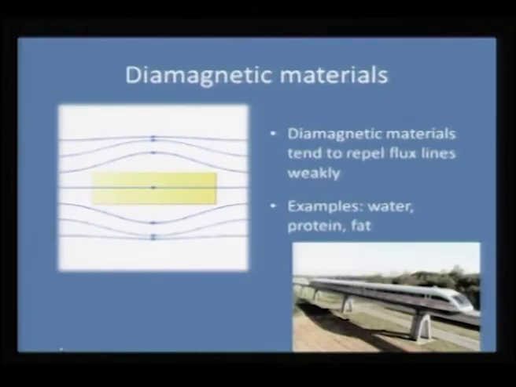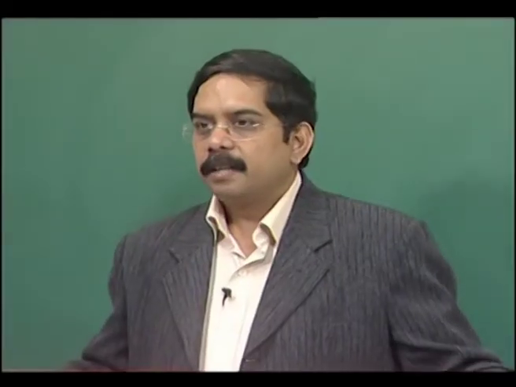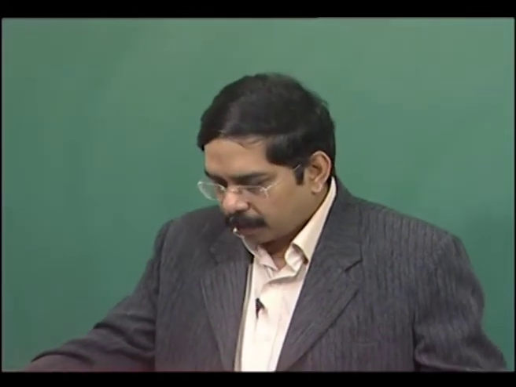Now, there are some materials which totally repel the flux lines, and this is your flux axis. This is the direction in which you apply the flux, but you would see totally the flux is repelled, and in that case you categorize that material as a diamagnetic material, which will tend to repel the flux lines. For example, water, protein, fat: these are all molecules which will not allow the magnetic field to easily penetrate through, although higher fields can damage these molecules.